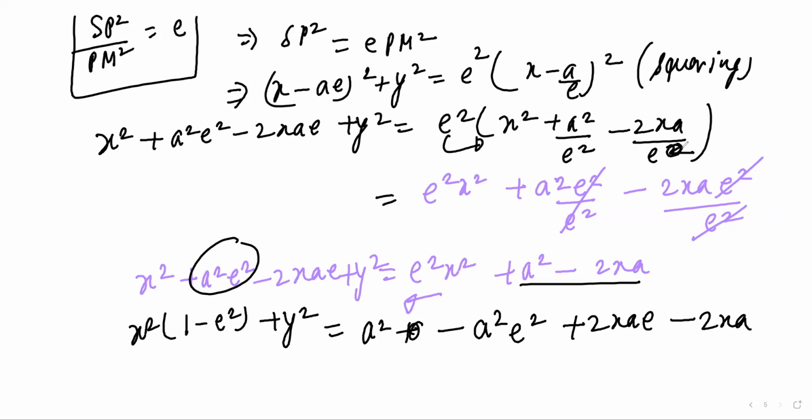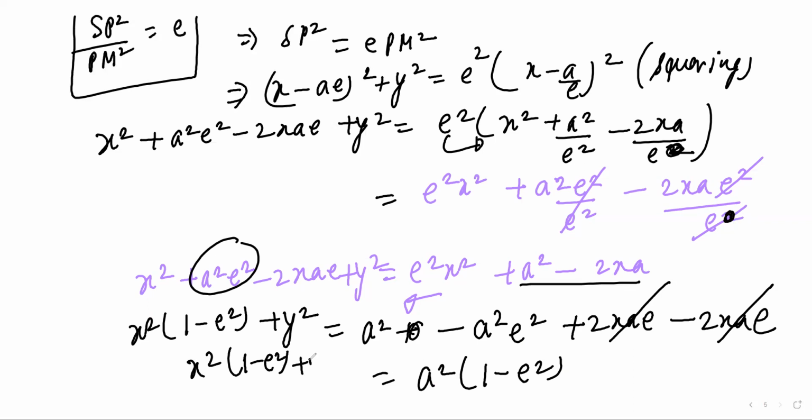It is e here only. It is e² now. So remaining is e here, e. So this and this will get cancelled. So remaining is, taking a², it is 1 minus e² remaining. And the left hand side is x²(1 − e²) + y². So this is the final value I have got.